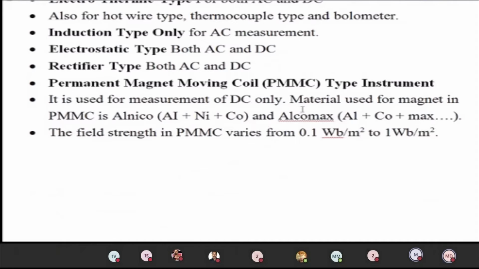And regarding the permanent magnet moving coil, the type of magnet used in it is of two types, Alnico and Alcomax, and the field strength varies from 0.1 Weber per meter square to 1 Weber per meter square.